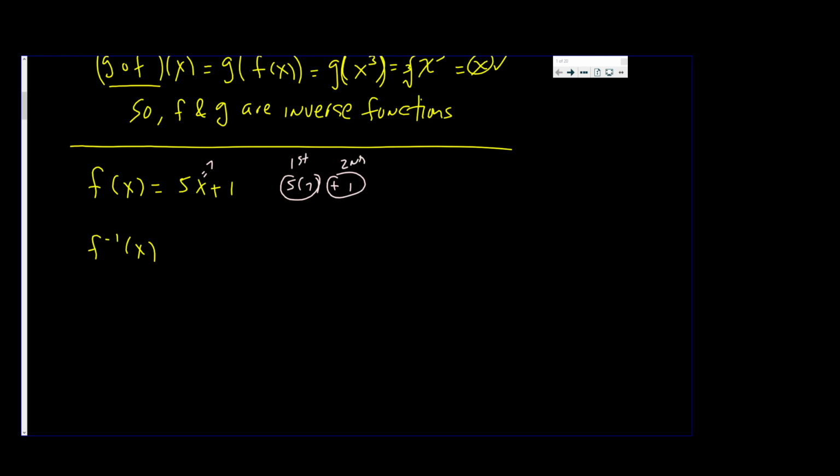Well, how do you undo it? Well, you take your answer, which is x, and you take away the 1. After all, if I take away 1, I'll have 5x, and then you divide by 5. That's the inverse. Just undo what you did.